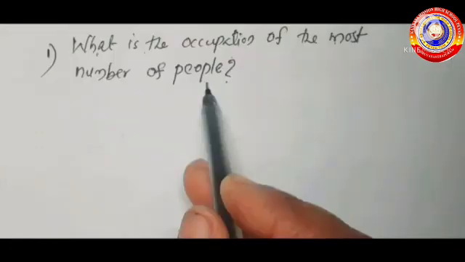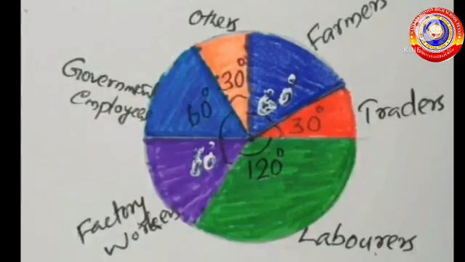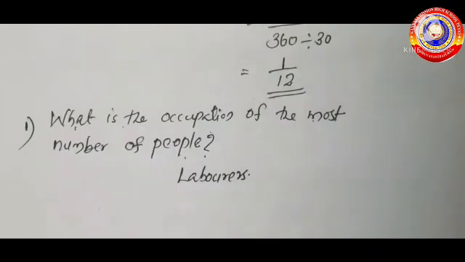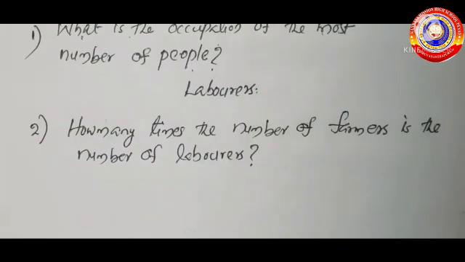Then we have to do the first question. What is the occupation of the most number of people? In the pie chart, the angle formed by laborers is more than other occupations. So, the occupation of most number of people in a panchayat is laborers. Next we have to do the second question. How many times the number of farmers is the number of laborers?